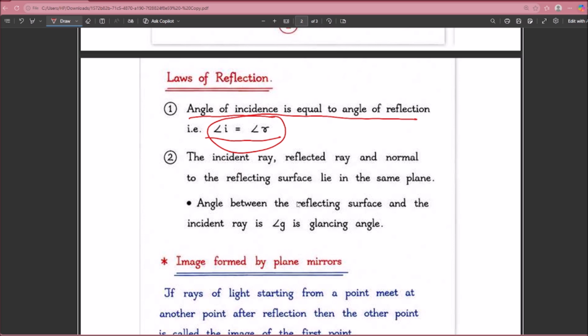The angle between the reflecting surface and the incident ray is called the glancing angle. Sometimes it asks what is glancing angle. So glancing angle is the angle between the reflecting surface and the incident ray.